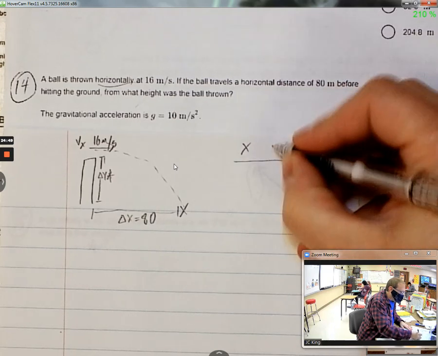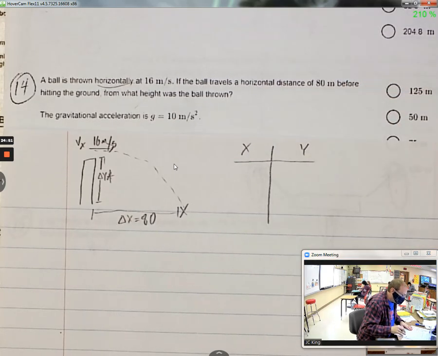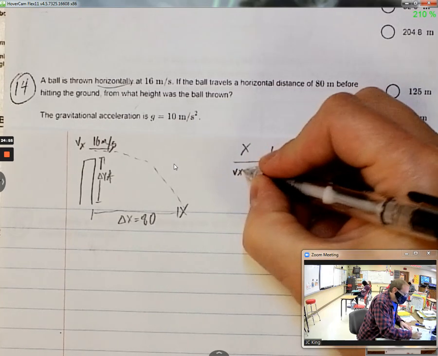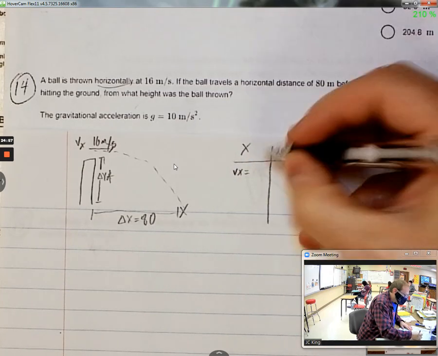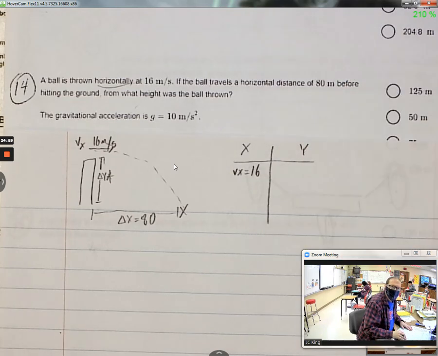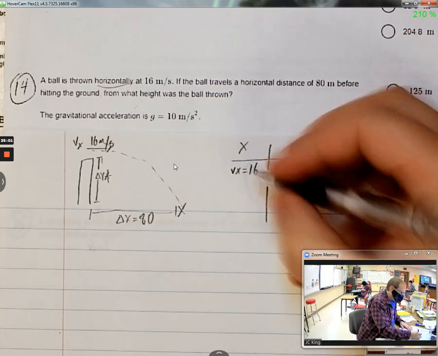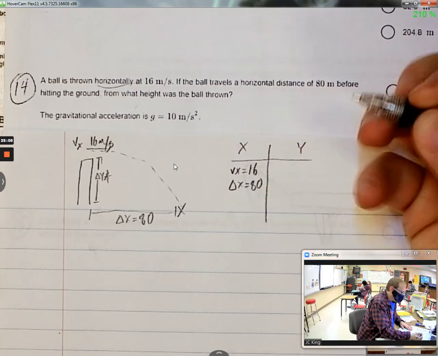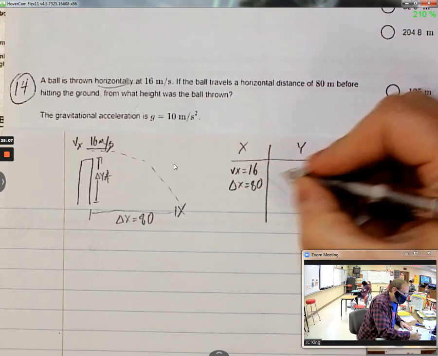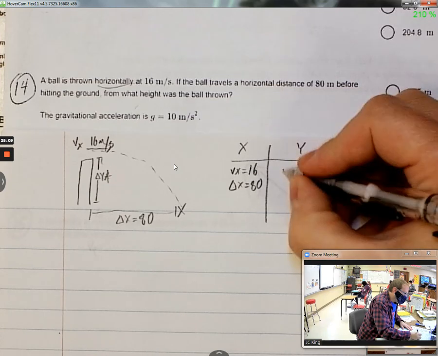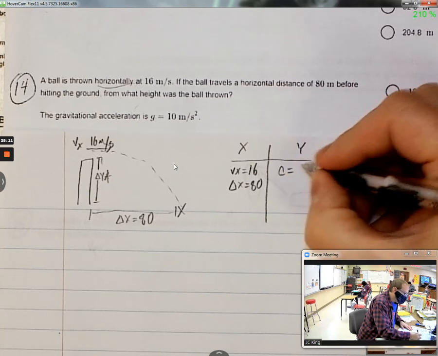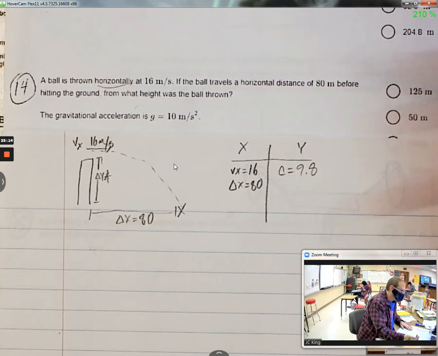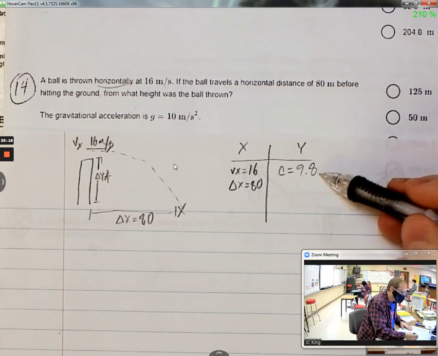Let's talk about what we do know. We know v of x. That's going to be 16, right? So delta x, we know delta x. That's 80. We know acceleration on y. A is going to be 9.8 or 10. They tell us to use 10, but we're going to be traditionalists here.